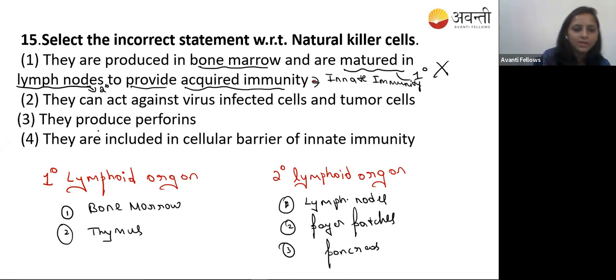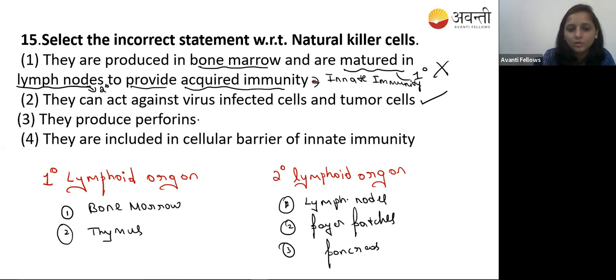Then coming to the next one, they can act against virus infected cells and tumor cells. Yes, these can act on virus infected cells and also tumor cells. So that is the correct statement. And option third, they are telling they produce the perforin.